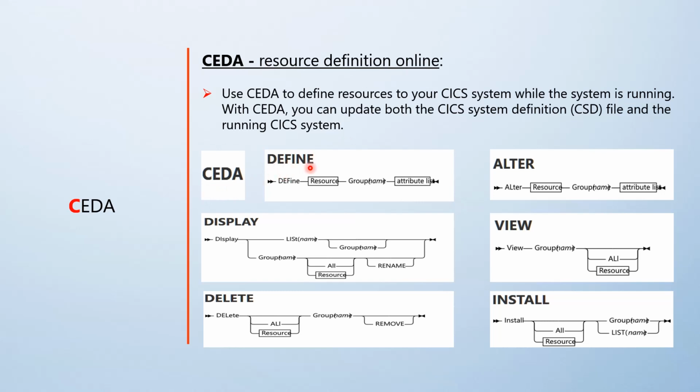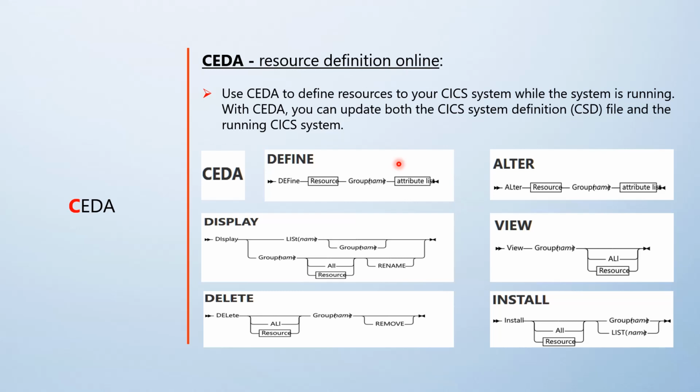So CEDA supports DEFINE. Define is nothing but you define a resource, and each resource, like a program, transaction, file, anything, has a bunch of attributes to define its behavior. Everything is descriptively defined in the Knowledge Center. You can refer to the Knowledge Center and see what attribute list each resource has. So with CEDA DEFINE, you define a resource.